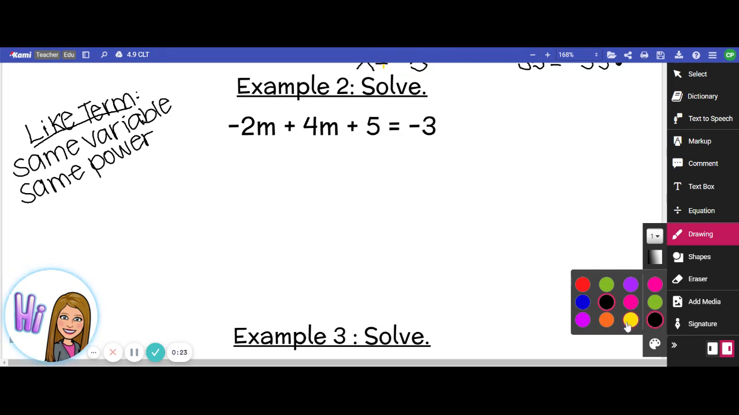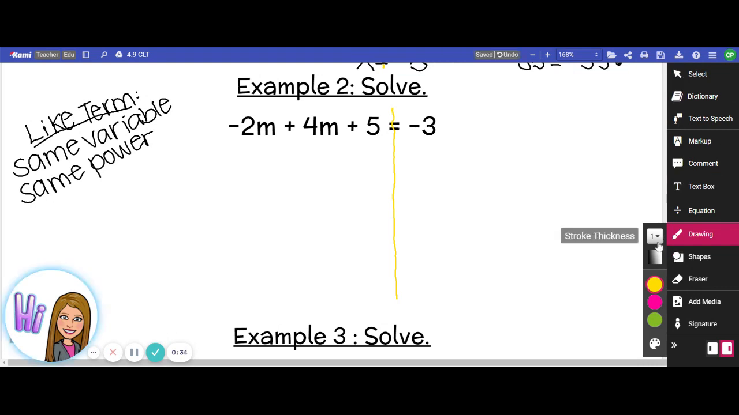So the first step that I always do when I've got an equation that has an equal sign is I draw my line so I make sure that I keep it balanced on both sides. And now I'm going to read through and see if I have any like terms. So remember, a like term is going to be a term that has the same variable to the same power.